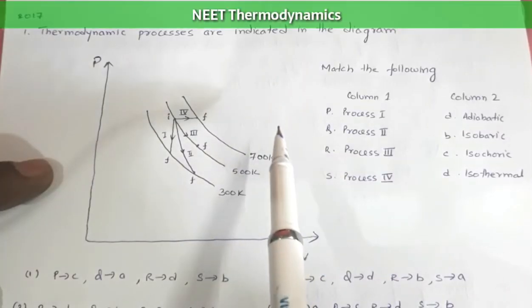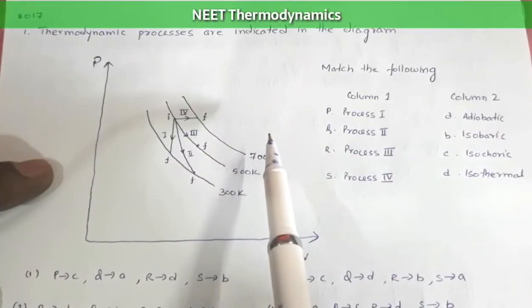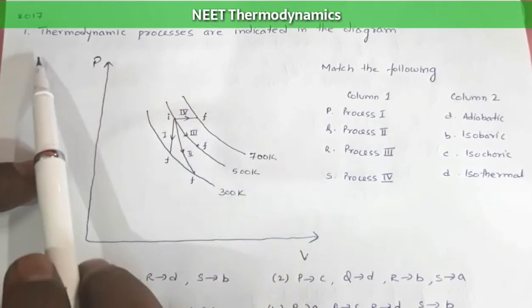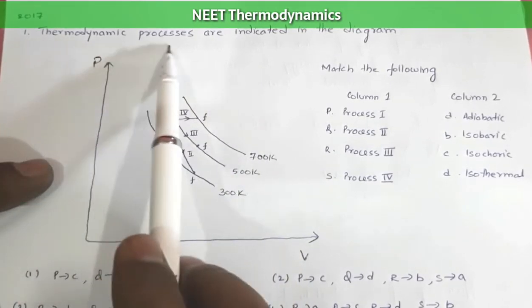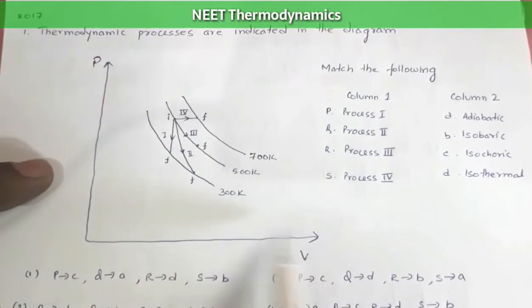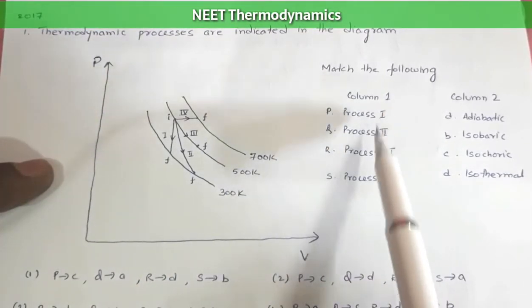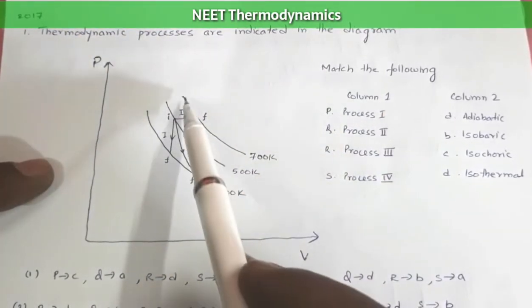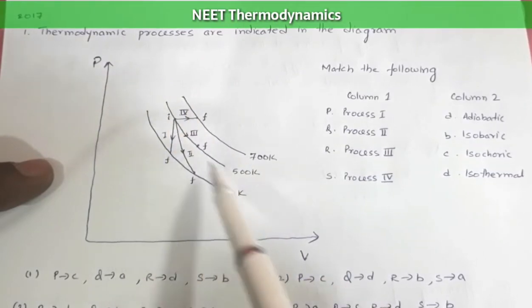Now this is from NEET 2017, from the chapter Thermodynamics. So the first question is: thermodynamic processes are indicated in the diagram. This is a PV diagram and these are the options. Now these are the isothermal lines.